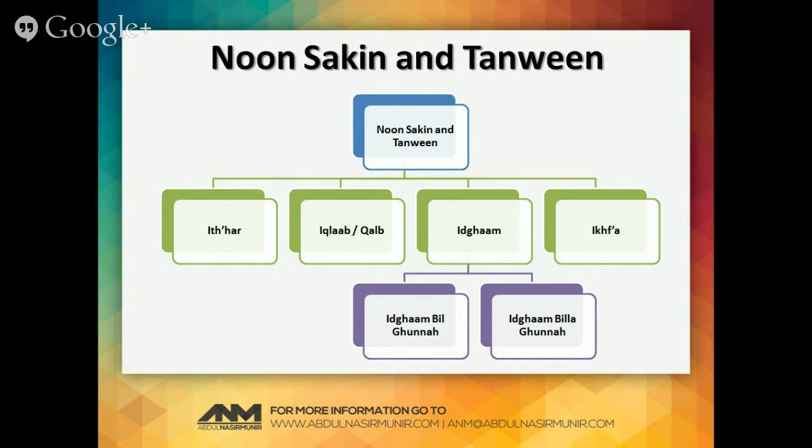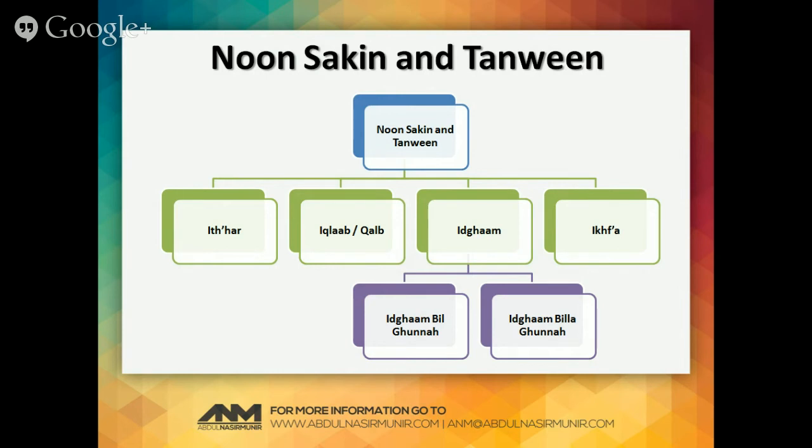When we learn these letters, we will call them, these are the letters of Izhar. So then we will say, if Nun Sakin comes or Tanween comes, and after that, if a letter of Izhar comes, then do this. If a letter of Iqlab comes, then do this. If a letter of Idgham comes, then we need to look at the further breakdown of Idgham with Ghunnah and without Ghunnah. Then do this or do that. When letters of Ikhfa come, then do this. At this stage, we don't know what these letters are. We don't know what we need to do.